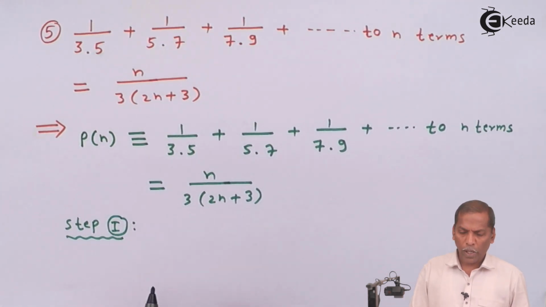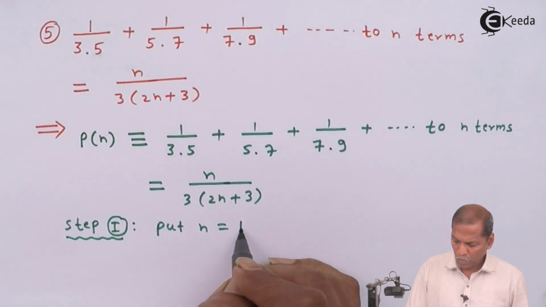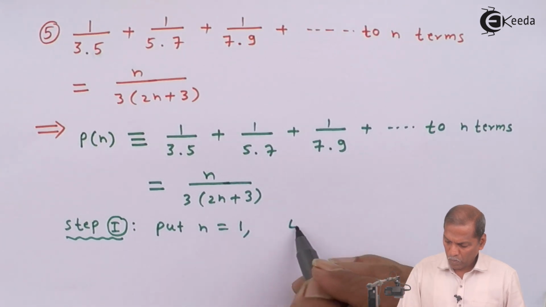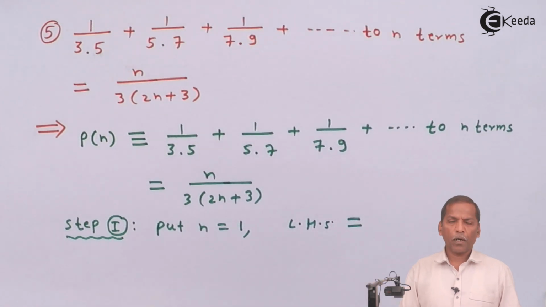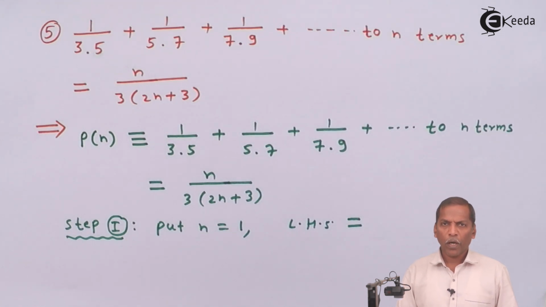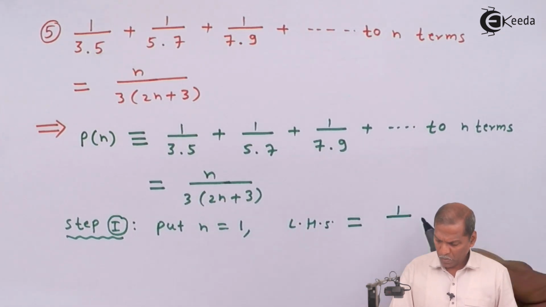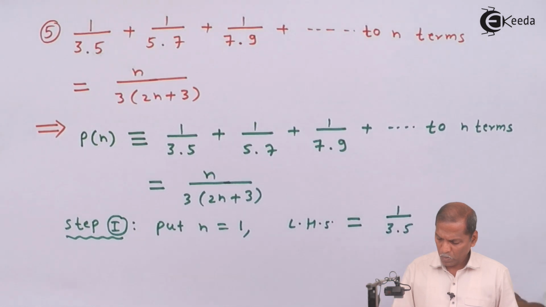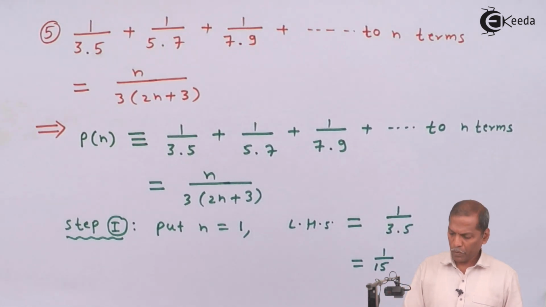Put n is equal to 1. LHS is equal to, here we have to consider the first term on the left hand side of the problem, that is 1 upon 3 into 5. So that is equal to 1 upon 3 into 5 gives 15. So that's about the left hand side.